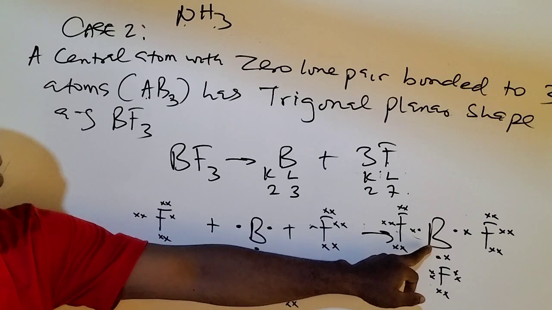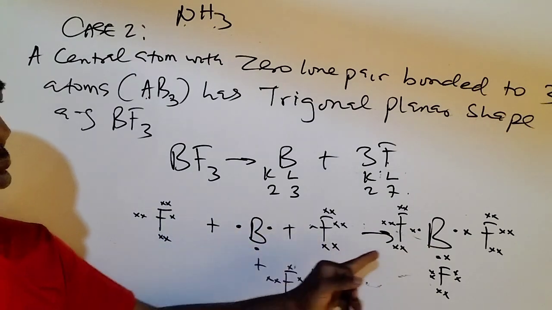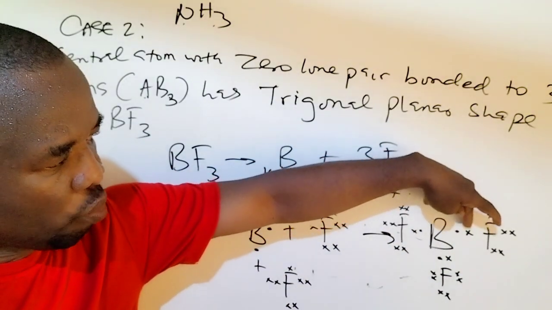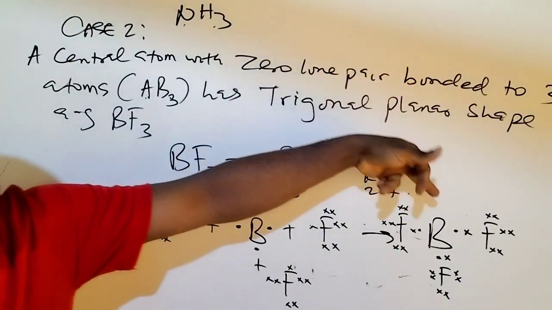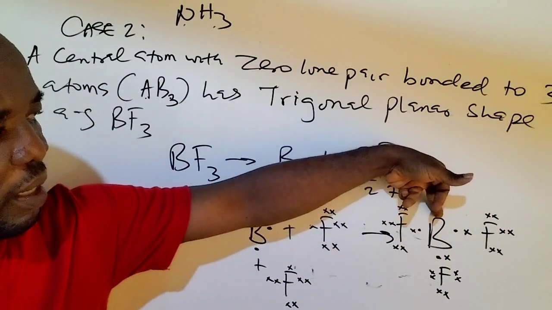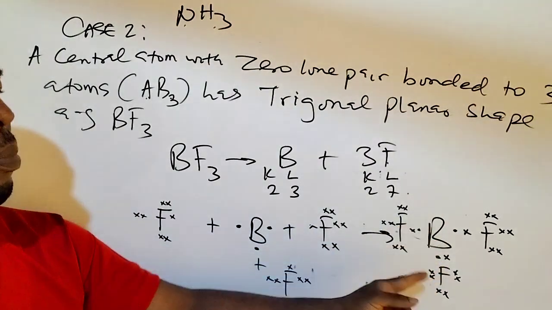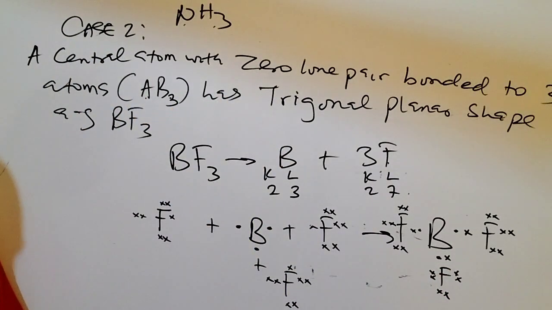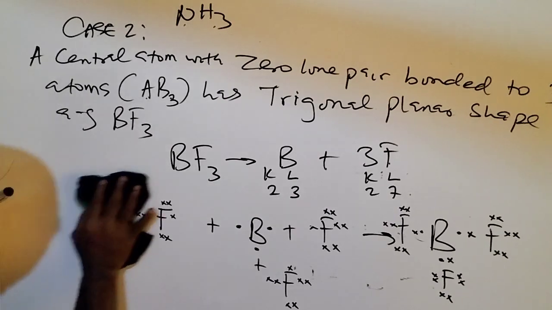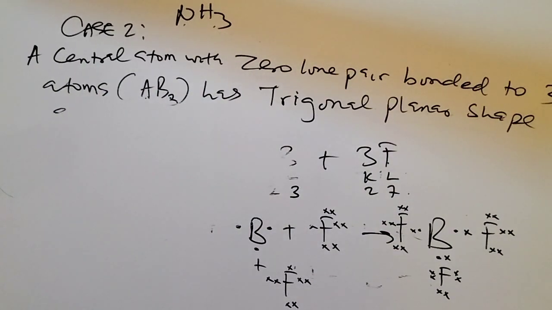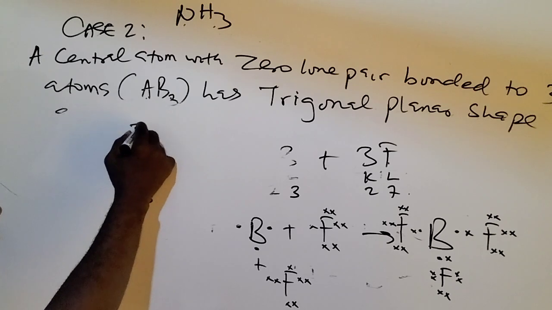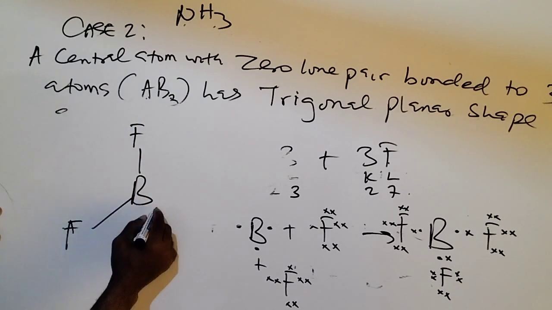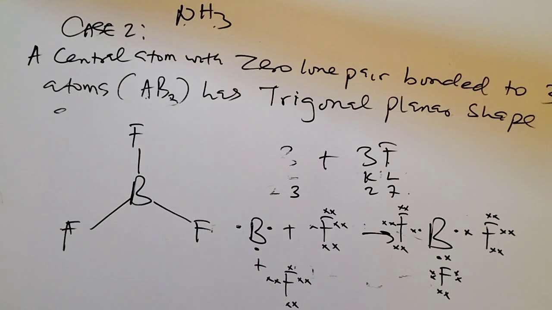Look at boron. Boron has used the 3 electrons it has in the outermost shell for bonding, and there's no lone pair. Boron has 1, 2, 3, 3 bonding pairs and no lone pairs. So the central atom has no lone pair. It is bonded to 3 different atoms. That gives you what we call trigonal planar shape. If I should draw the structure of this shape, it will look like this: B, fluorine, fluorine, and fluorine. That is what is meant by trigonal planar shape.